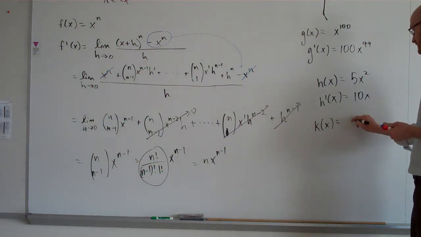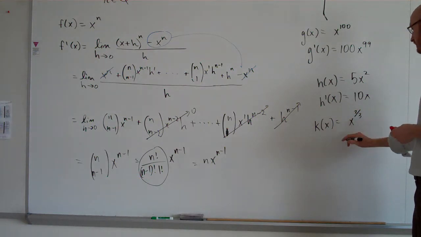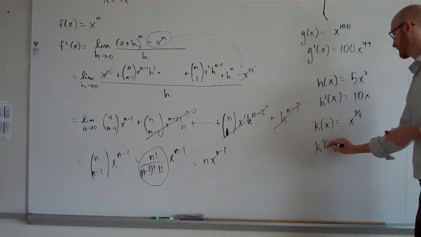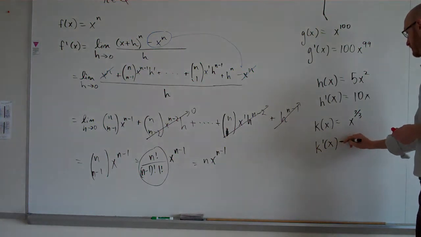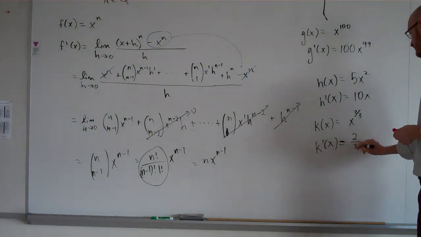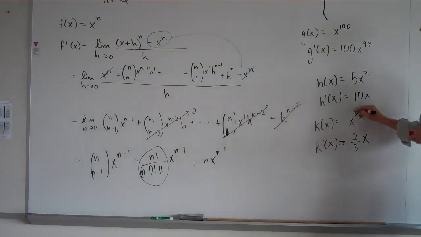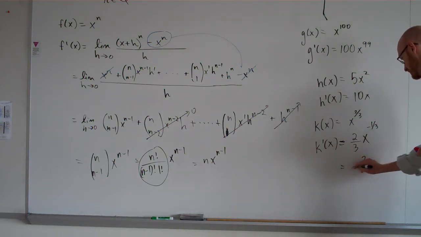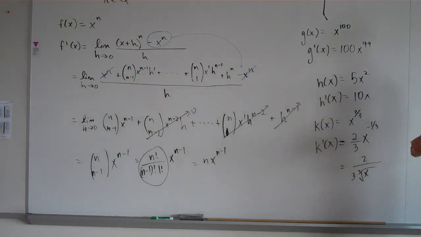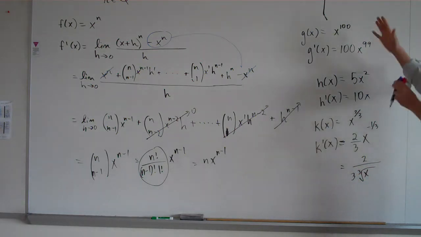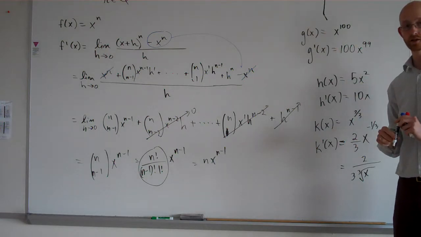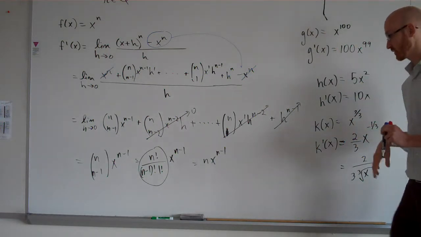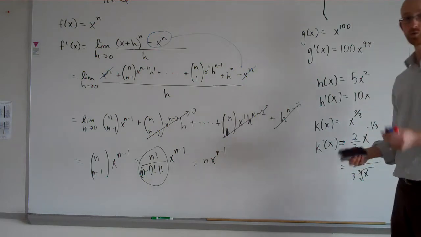And then of course, I don't know, k of x. If k of x was x to the 2/3 power, k prime of x would equal 2/3 x to the, now we have to drop this power down by 1, so it'll become negative 1/3, which could be better written as 2/3 over the cube root of x. So these are just 3 examples of applying that principle. Now we'll extend it to polynomial functions.